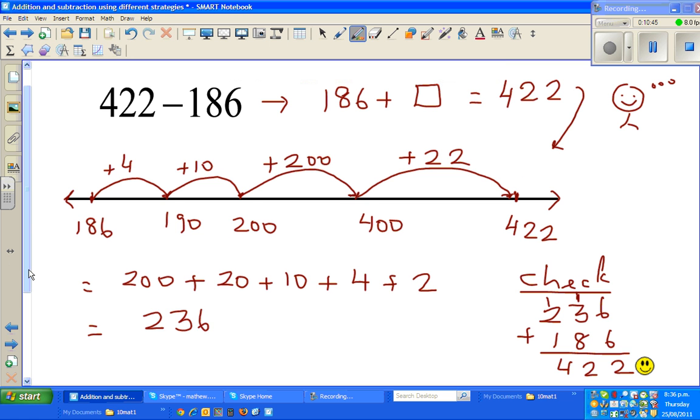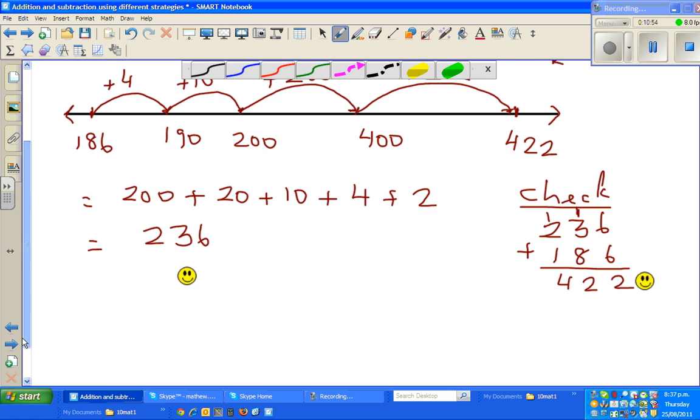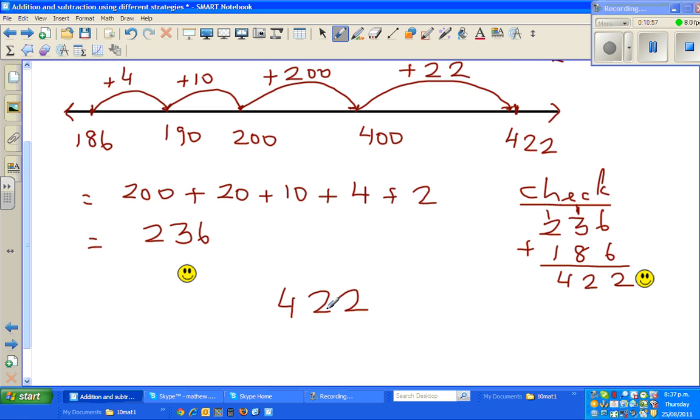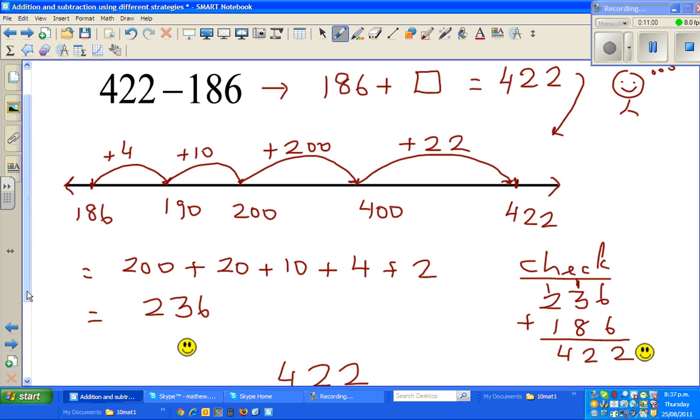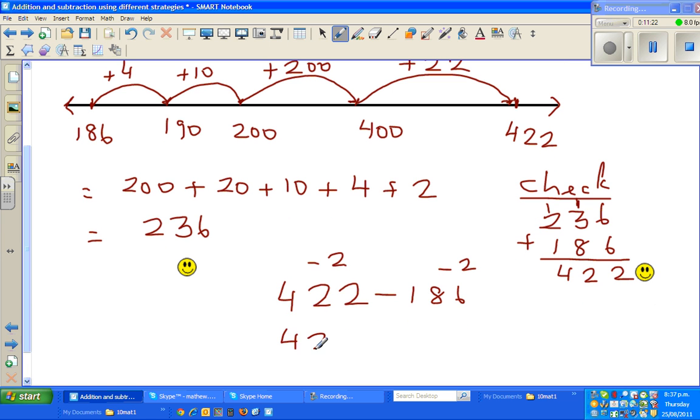Now, how can I do this in a different way? This is 422 minus 186. If I want to make this a tidy number, what should I do? I want to make this 420. So let me take away 2 from this side, and you have to take away 2 from this side as well. So this is 420 minus 184.